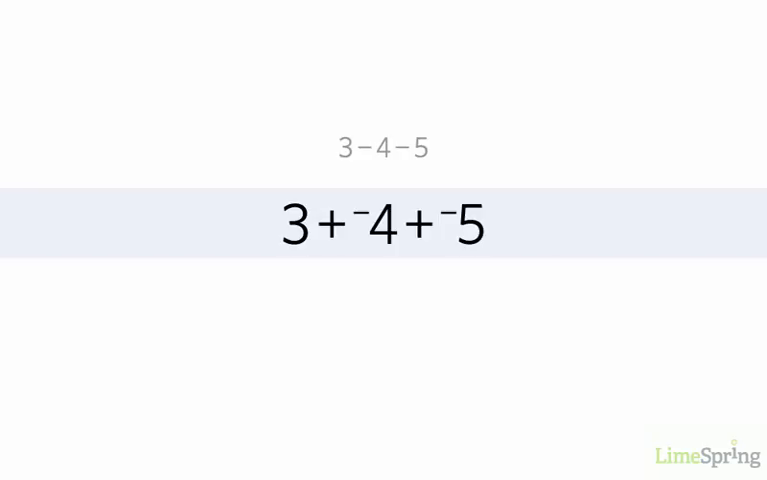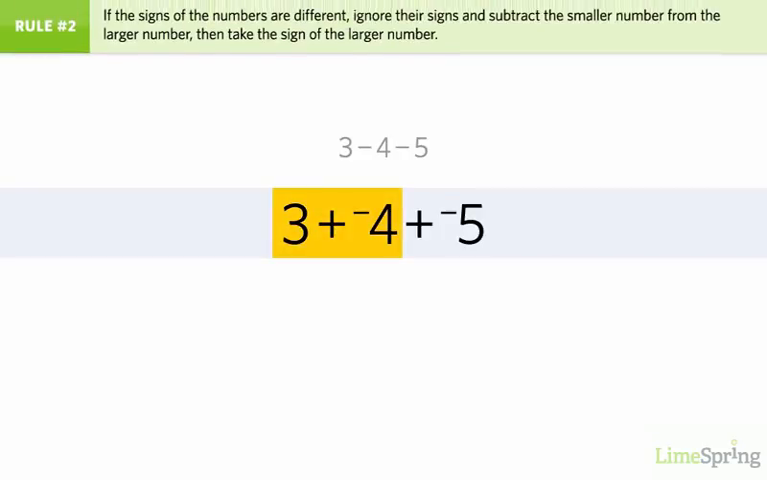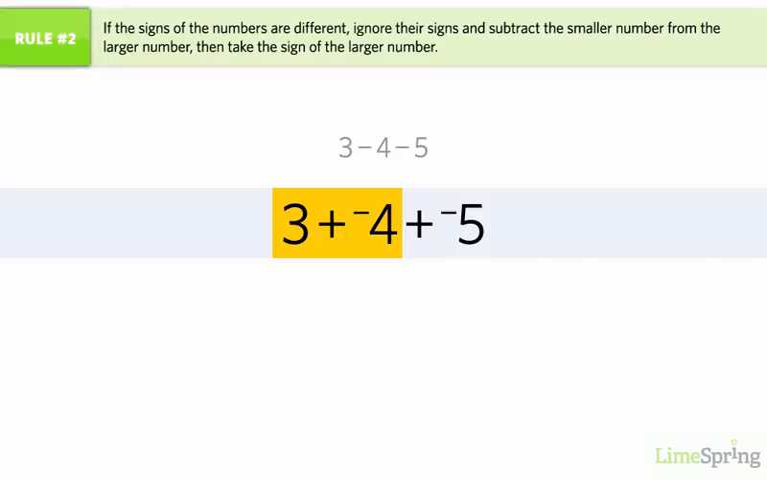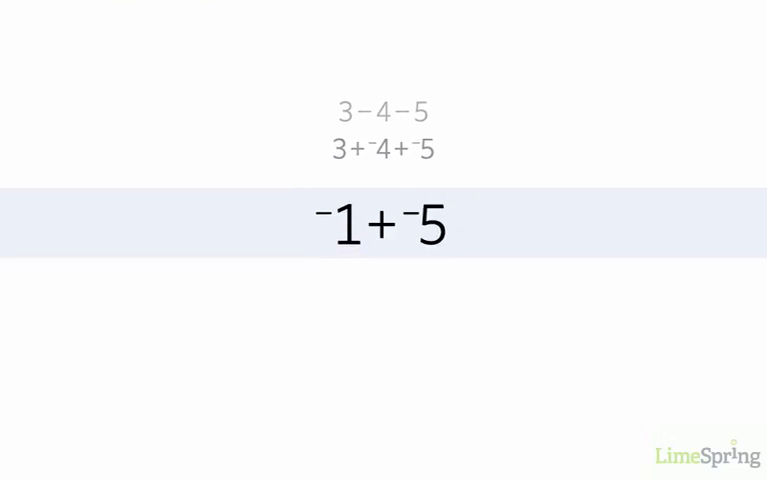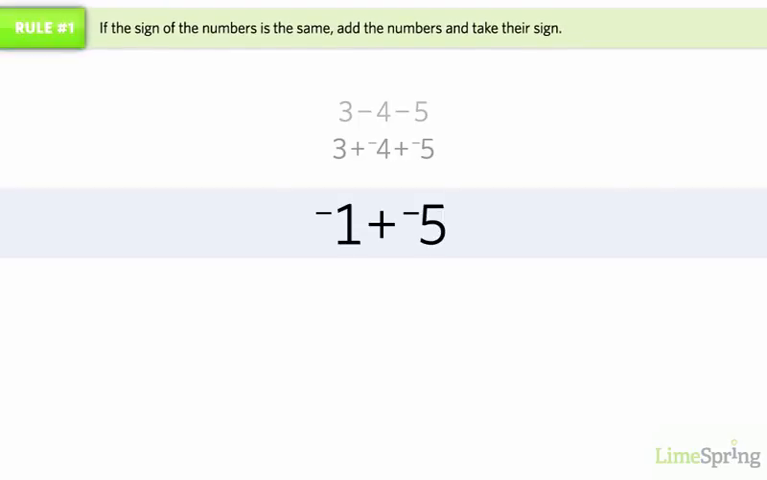The first problem we come to is 3 plus -4. The signs of 3 and -4 are different, so we subtract the smaller number, 3, from the larger number, 4, to get 1. Now we take the sign of -4 to get -1. So we are left with -1 plus -5. The signs are the same, so what do we do? We add the numbers and take their sign. 1 plus 5 equals 6, and their sign is negative, so we get -6. And now we have our answer. 3 minus 4 minus 5 equals -6.